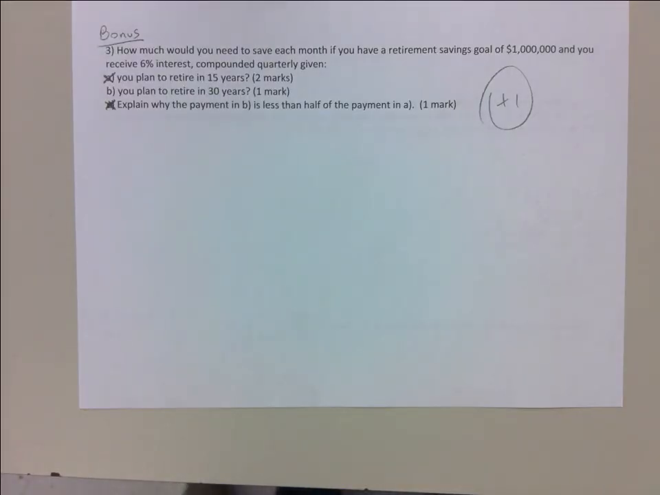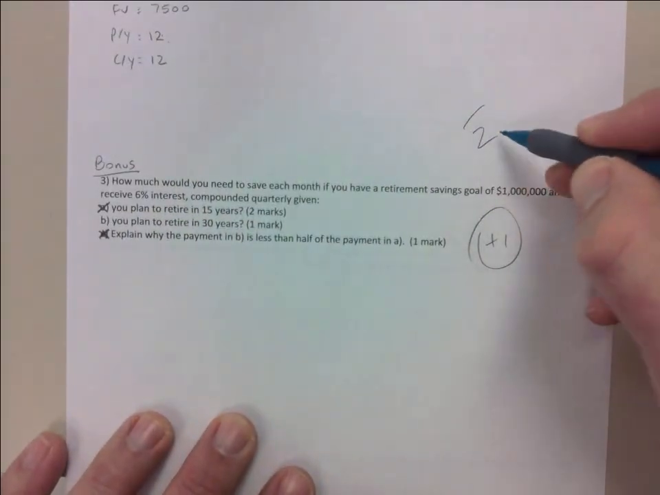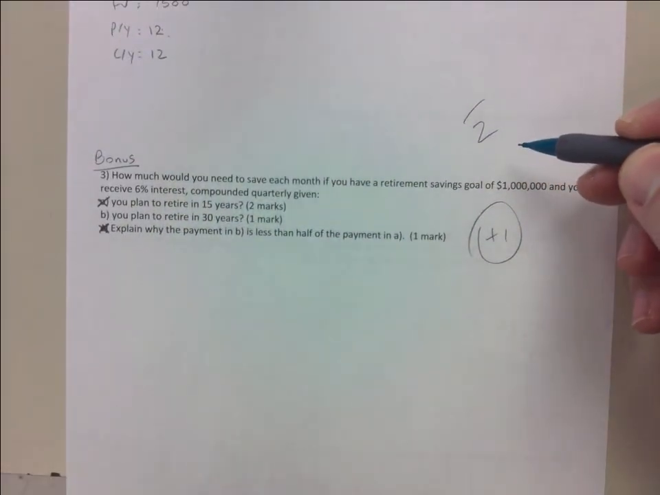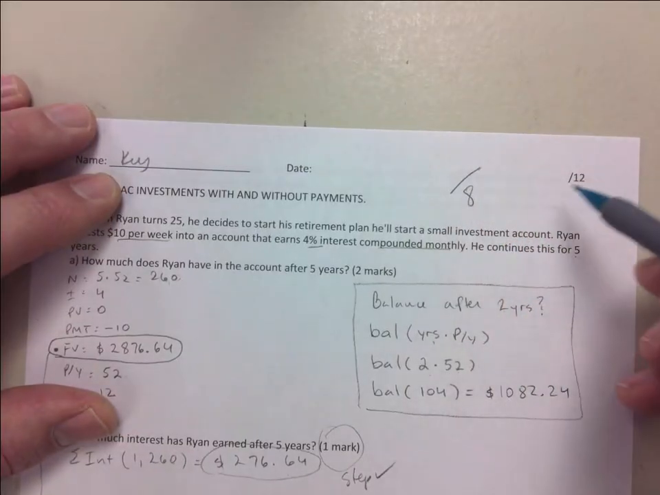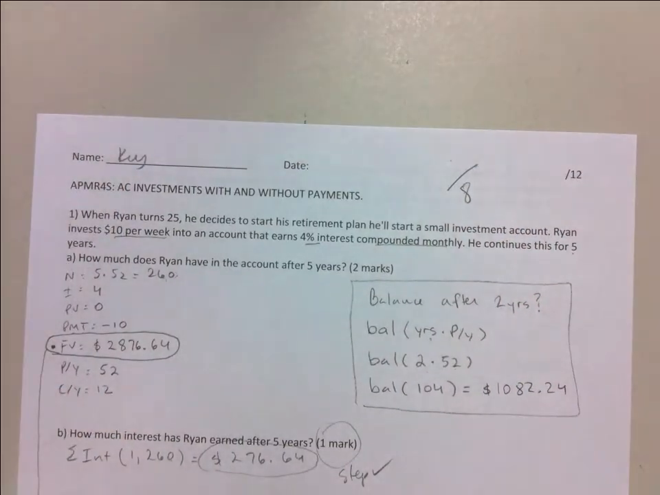So what are we at total? Two for the backside, 6 for the front. So that would be 8 out of 8 overall. And so obviously you can score 9 out of 8 if you got the bonus.